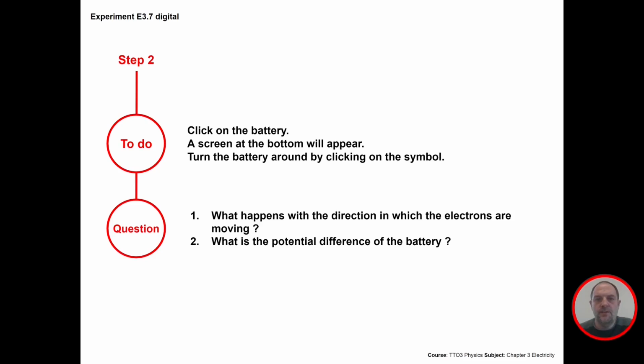Step number 2, you need to click on the battery. A screen at the bottom will appear. Turn the battery around by clicking on the symbol. I formulated 2 questions for you. What happens with the direction in which the electrons are moving? And what is the potential difference of the battery?